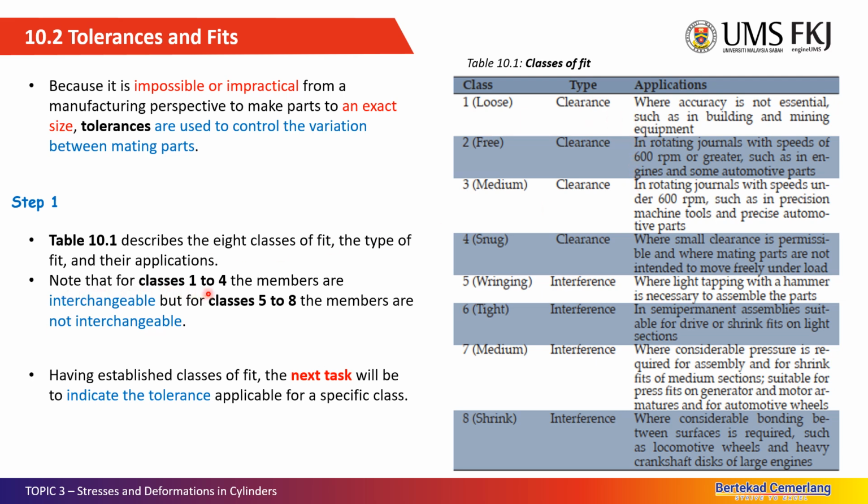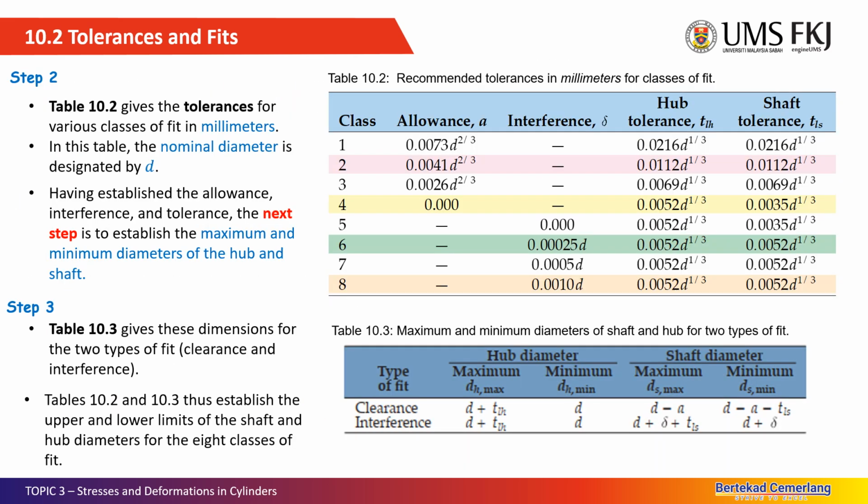Note that for class 1 until 4, the members are interchangeable. So 1, 2, 3 and 4 are interchangeable. But for class 5 to 8, the members are not interchangeable. So when we know the part we are going to produce, whether in class 1 until 8, and we know the class of it, the next thing we need to do is find the tolerance that is suitable for each class. This is step 2.